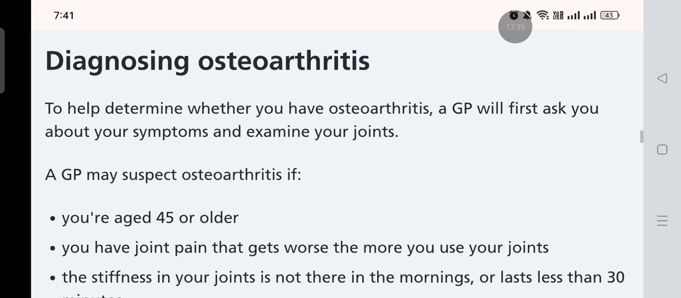Diagnosing osteoarthritis: to help determine whether you have osteoarthritis, a GP will first ask you about your symptoms and examine your joints.